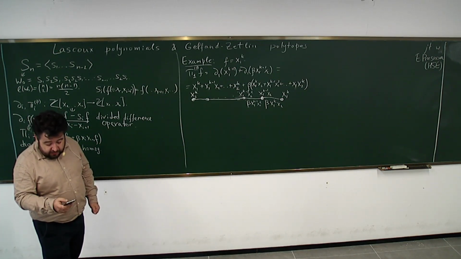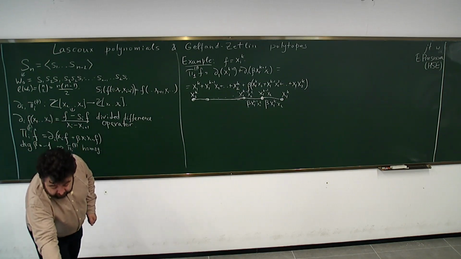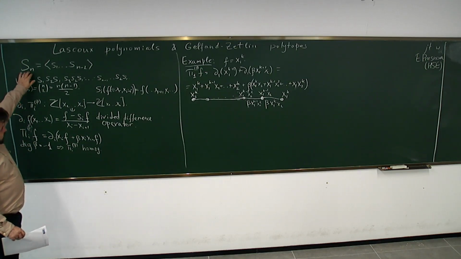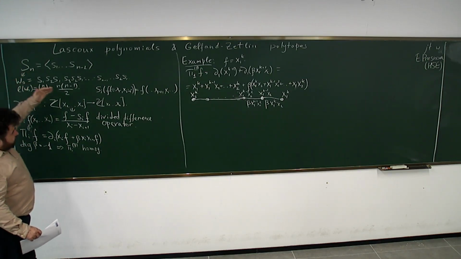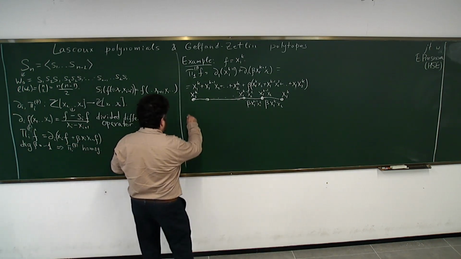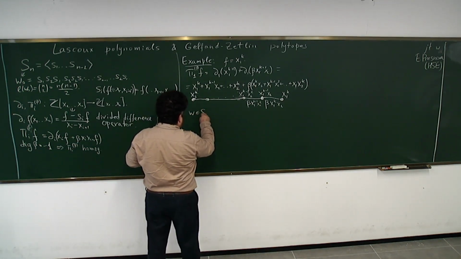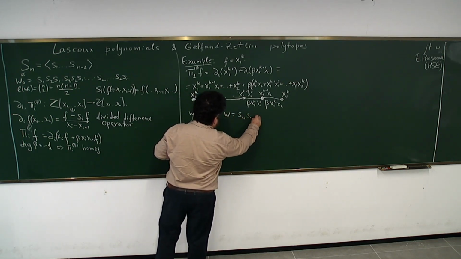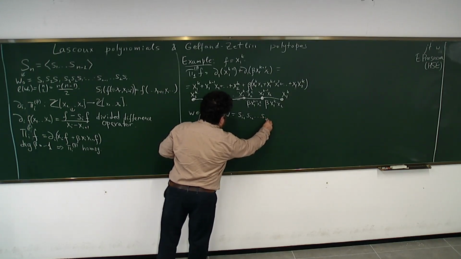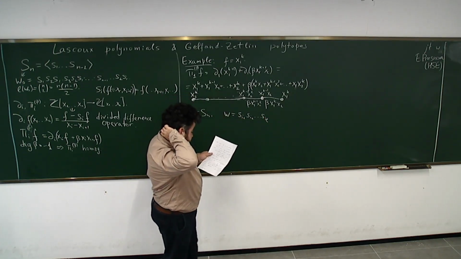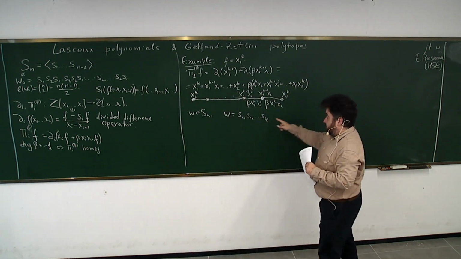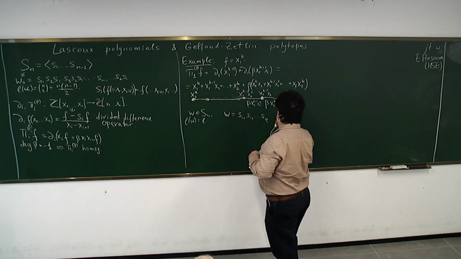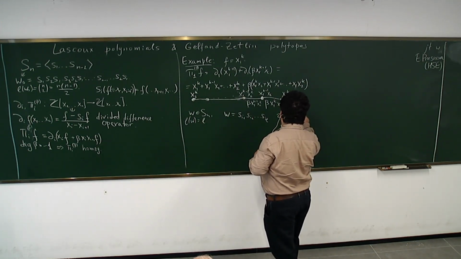Okay, so who are now Lascoux polynomials and their friends? Suppose you take an element of Sn and you take some word representing this element. So let w be an element of Sn, and it's i1, i2, etc., il. Let this be a reduced decomposition of w, with length l of w.